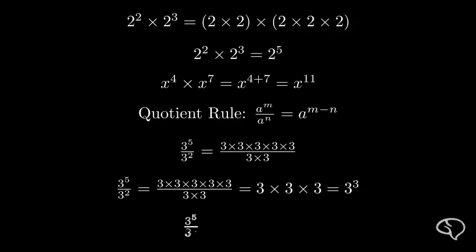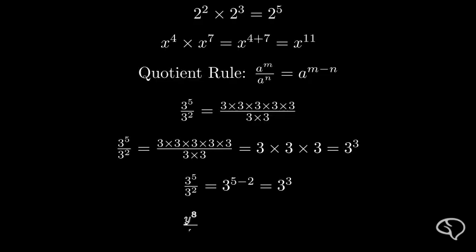So 3 to the power of 5 divided by 3 squared is 3 to the power of 5 minus 2, which is 3 cubed. Let's try one more. Simplify y to the power of 8 divided by y to the power of 3. Using the quotient rule, we subtract the exponents. 8 minus 3 is 5. The answer is y to the power of 5.